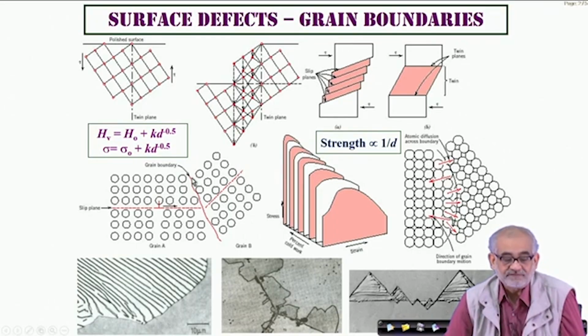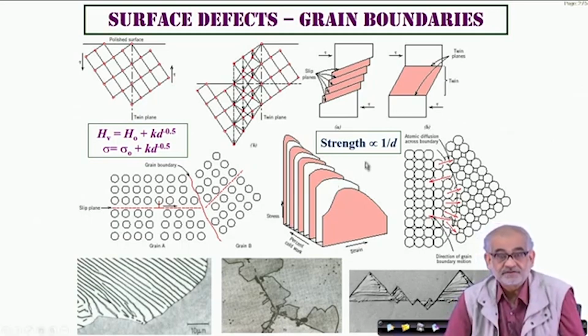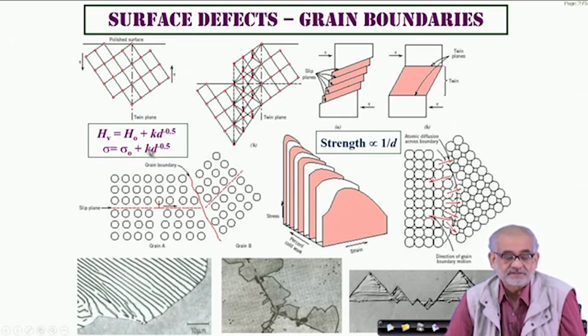So if you introduce a number of such boundaries, then the strength gradually will increase because such barriers to dislocation movement increase. This is a simple explanation as to why the strength of a crystal is known to increase, or for that matter, it could be the yield strength, it could be simply hardness.